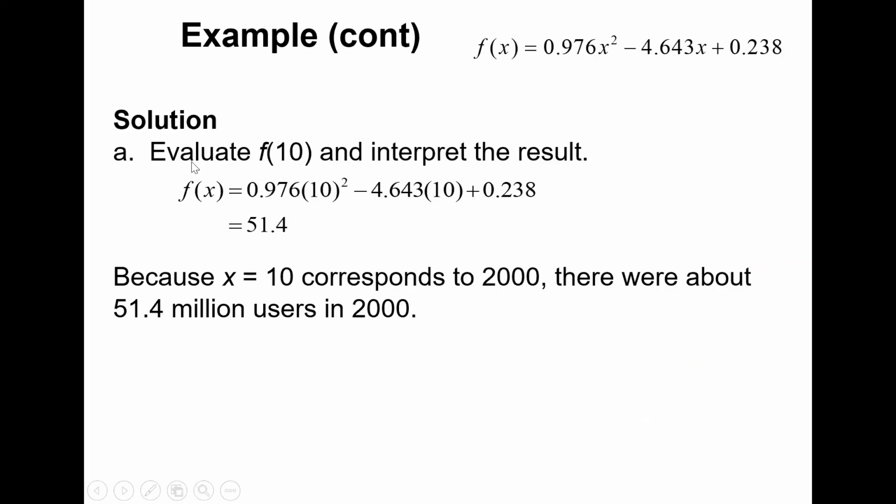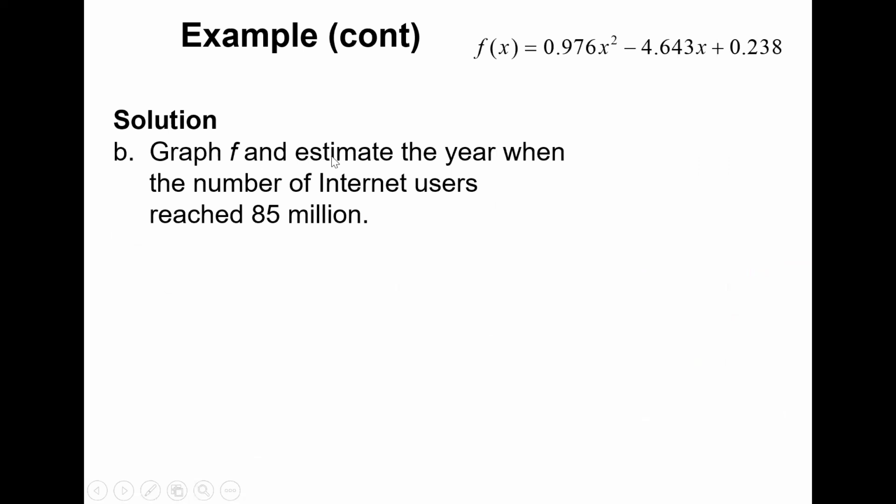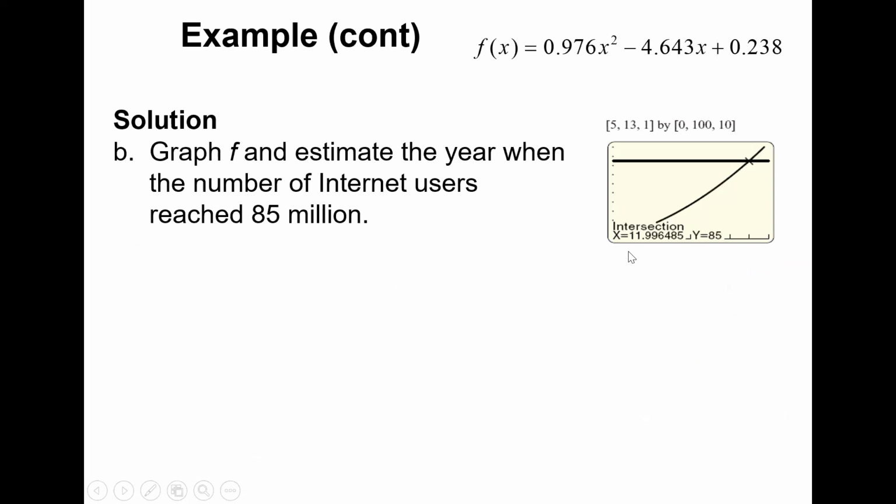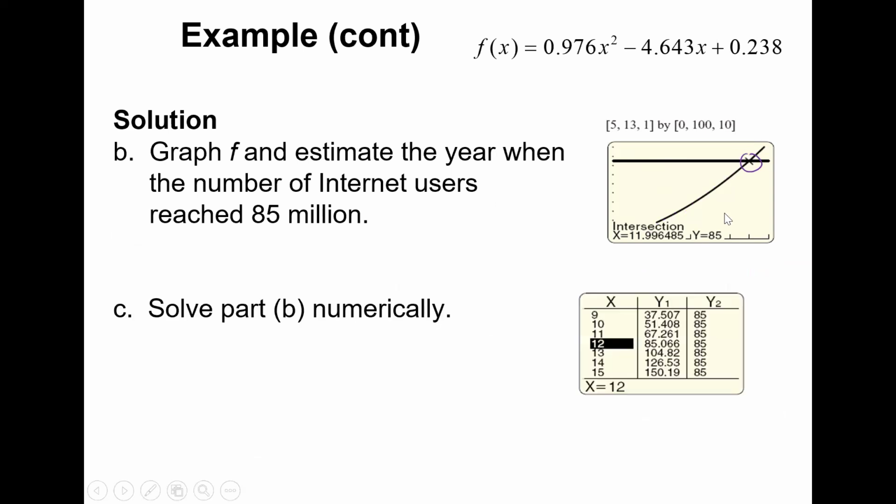Now, for part B, they asked us to graph f and estimate the year when the number is going to be 85 million. If we have our graphing calculator, we can graph 85, graph our function, and see where they intersect. Well, that intersects right there, and that's equal to 12 if we actually graph it. So it's going to be a little under 12.